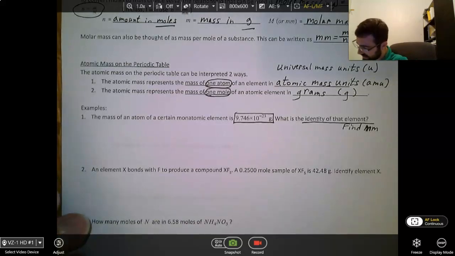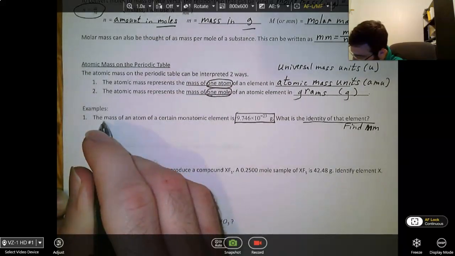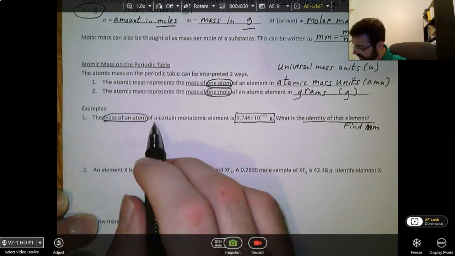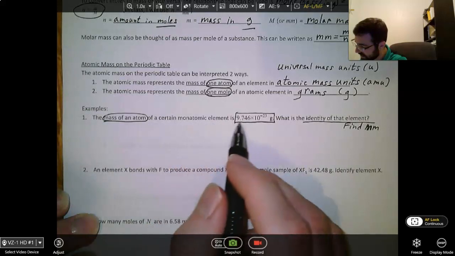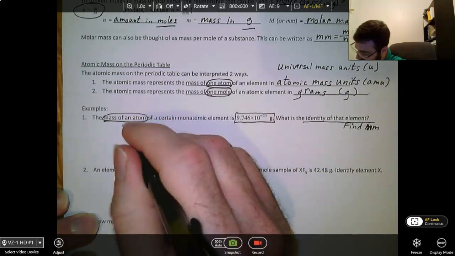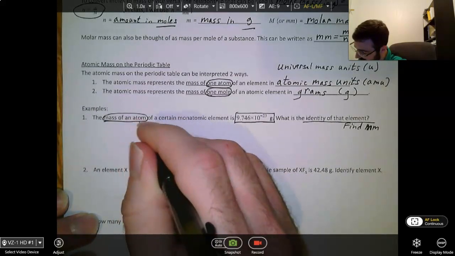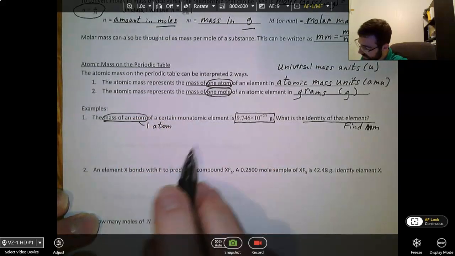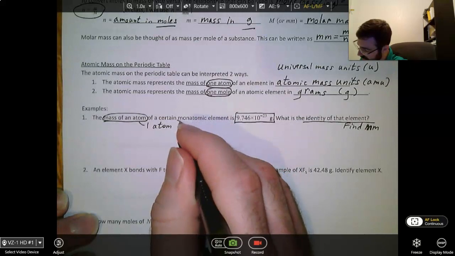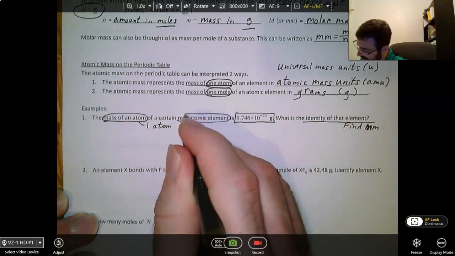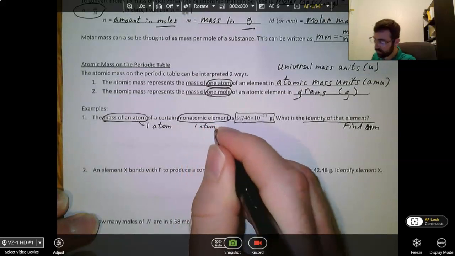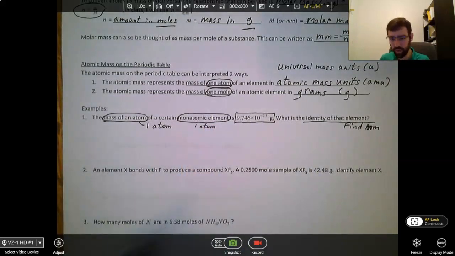All right, the mass of an atom is what I'm looking for. The mass of an atom is actually given. So what I'm telling you here, an atom, that means I have exactly one atom. Okay, a monatomic element, that's important. That tells me I just have one atom. Right, both of those things combined tell us one atom, okay?